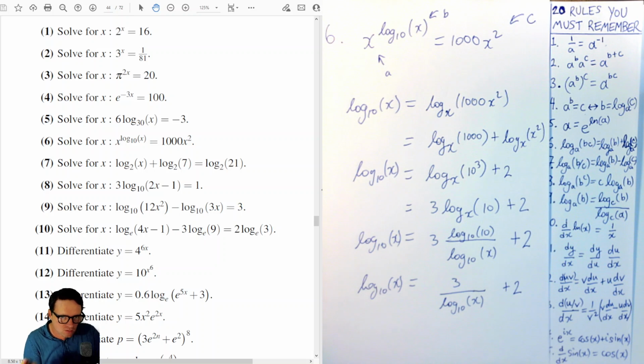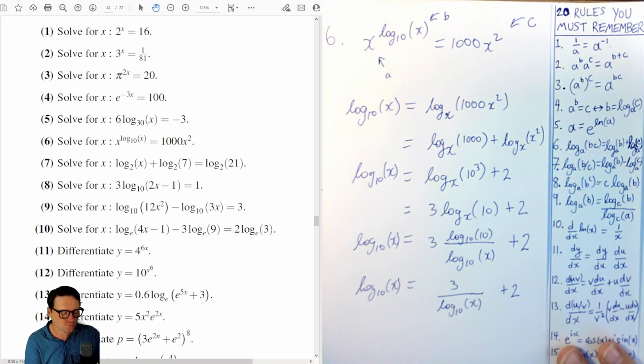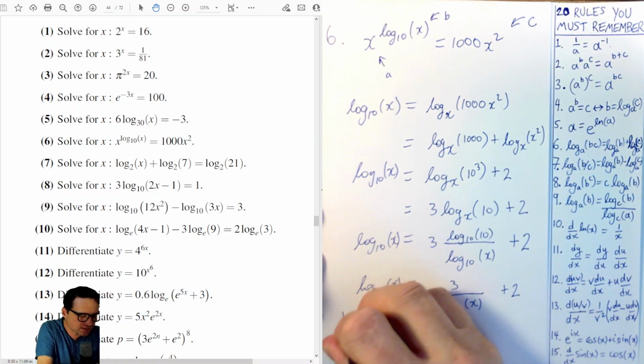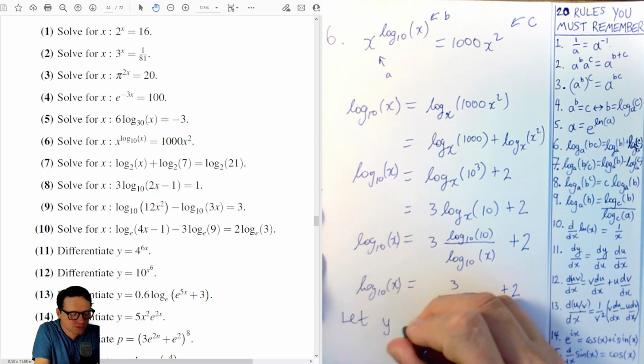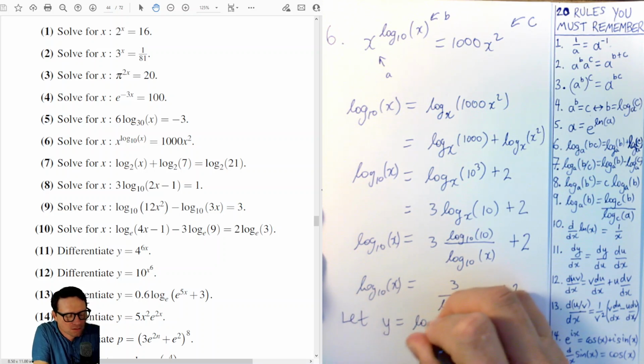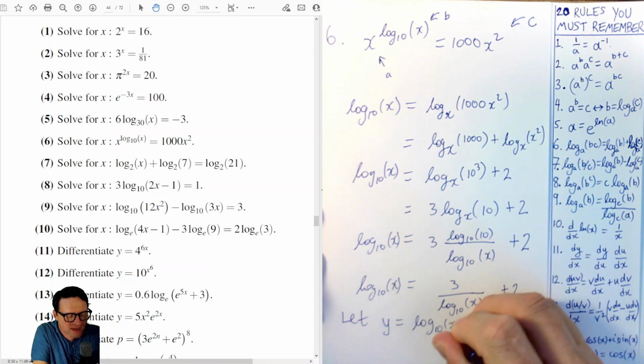Okay, and so now if we can only find what log to base 10 of x is, then we can find what x is, right? So now what we need to do is set out letting y be equal to log to base 10 of x, and then solve for y and hence get x. So that's the strategy here. Okay, so we'll let y be equal to log to base 10 of x.